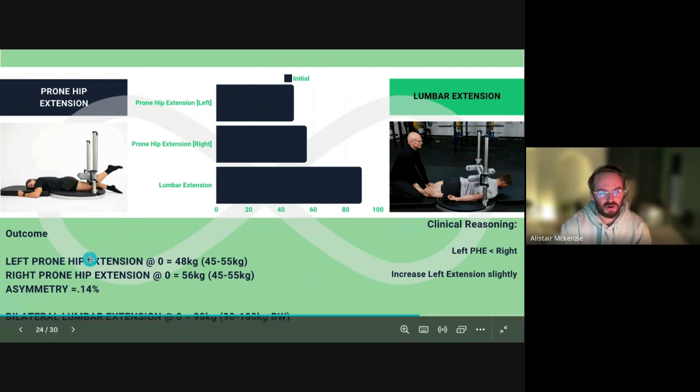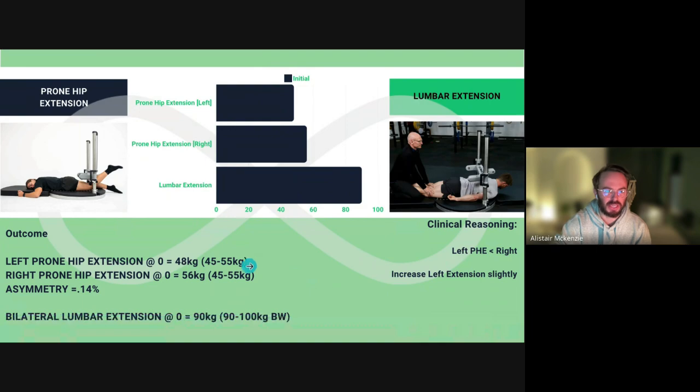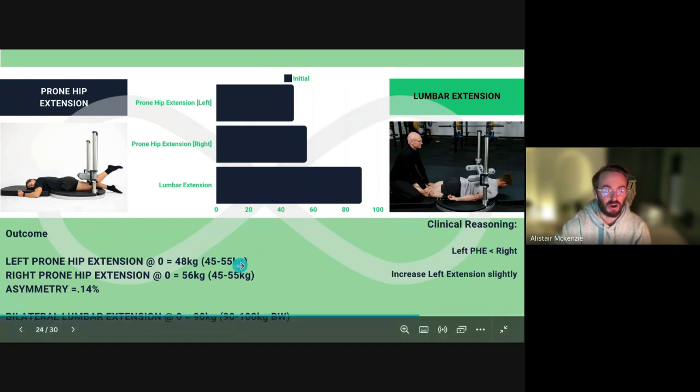If we look at the left prone hip extension at 0, he gets about 48 kilos through there, and we're looking in and around, say, 50% body weight, so he's not too far off, but a little bit lower on that left side by about 7% or so. Or sorry, a bit more, maybe 10%. The right prone hip extension, again, is at the higher end of that. So there's relatively good capacities, but there is a difference with the left being lower than the right.